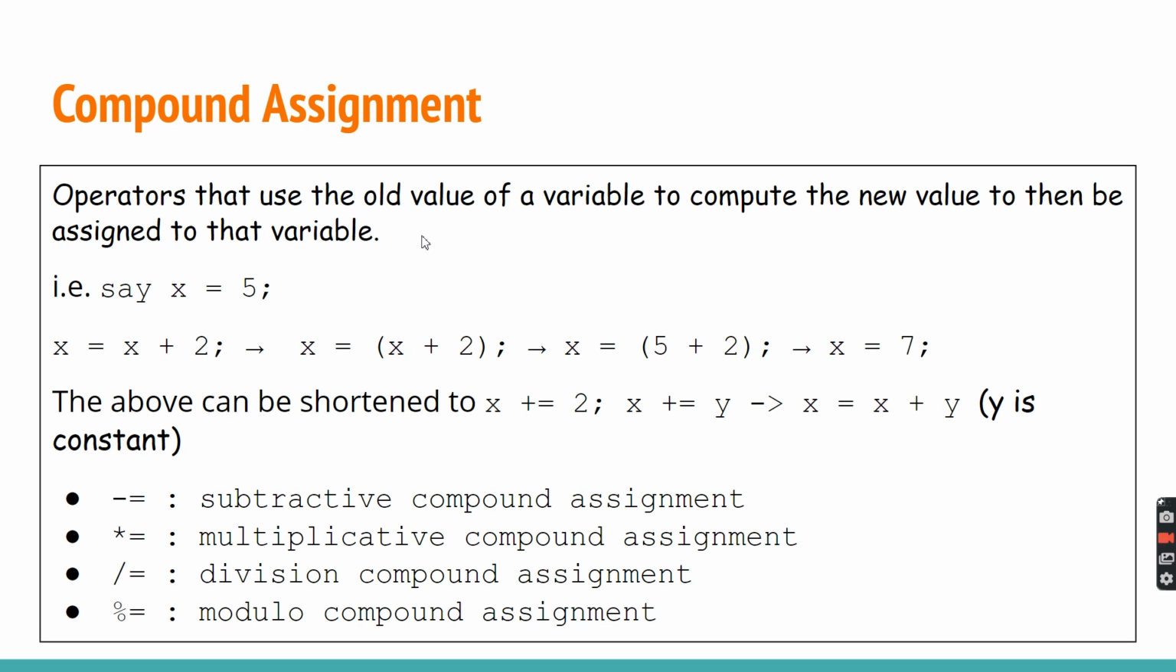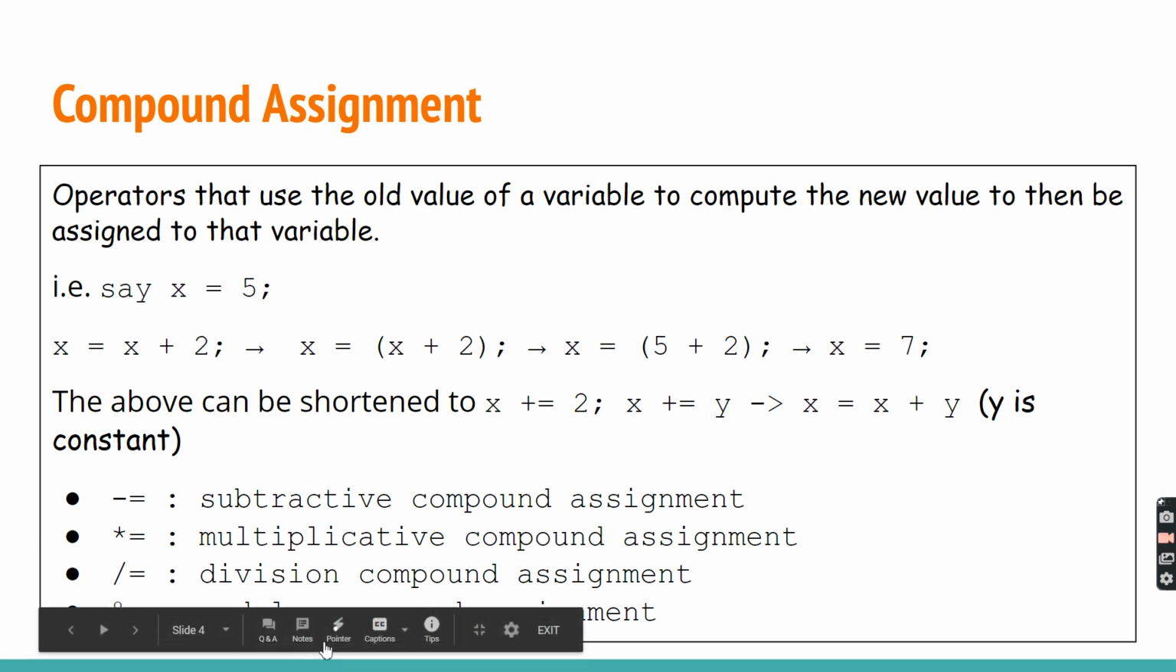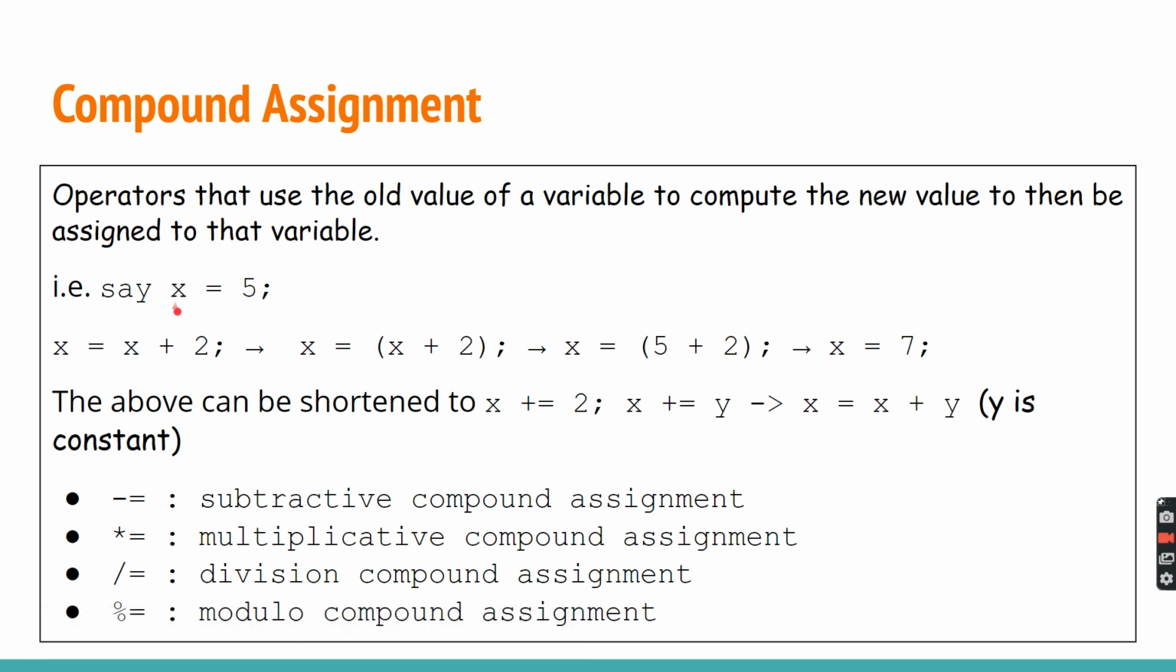So what is the compound assignment operator? Well, they're operators that use the old value of a variable to compute the new value, then assigned to that variable. What does this mean? Let's do an example. Suppose we have the integer variable x assigned the value of 5, and we have the following expression: x is equal to x plus 2.